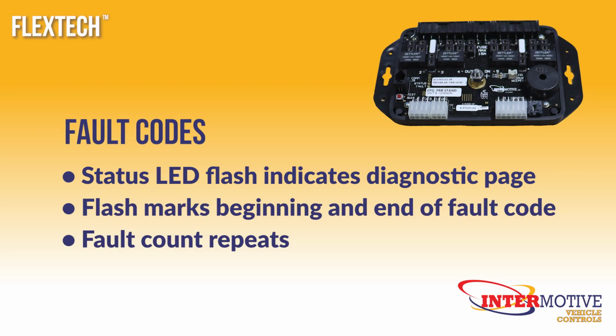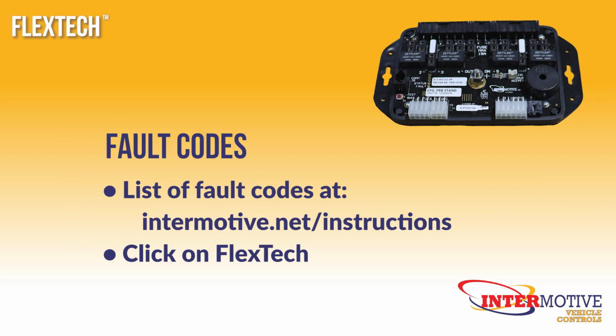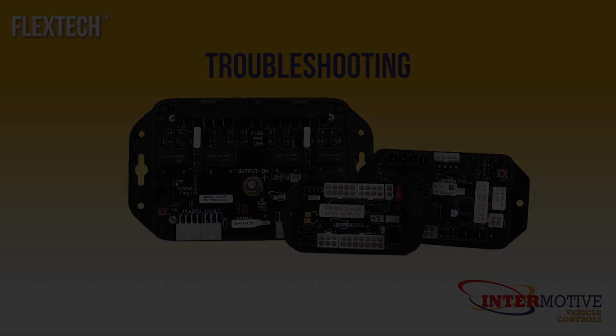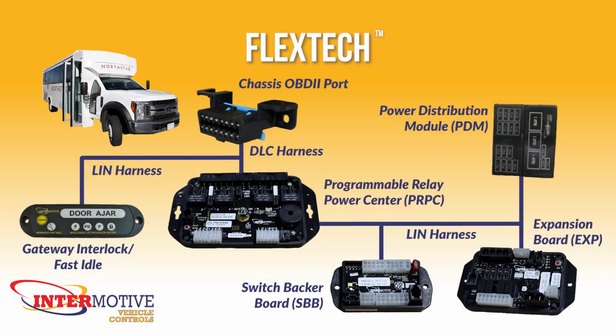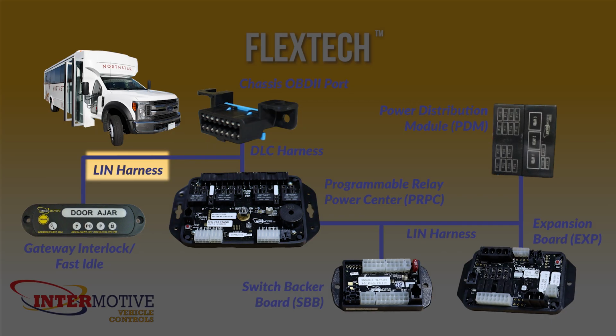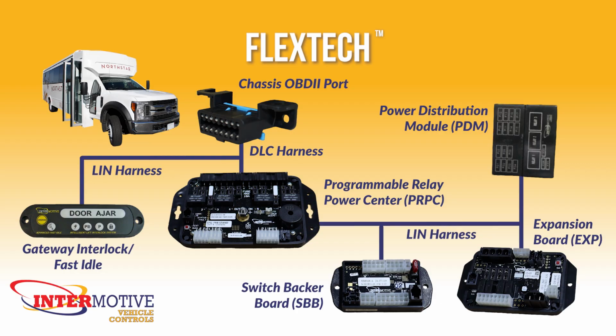To determine what kind of issues you're having, pull the fault codes on the PRPC. After a full fault code flash out, the yellow status LED will flash to indicate which diagnostic page you're on. That marks the beginning and end of a fault code, which makes it easier to count those flashes on the fault codes. The fault count will repeat, allowing you time to count accurately. See instructions for a complete list of fault codes at intermotive.net/instructions.